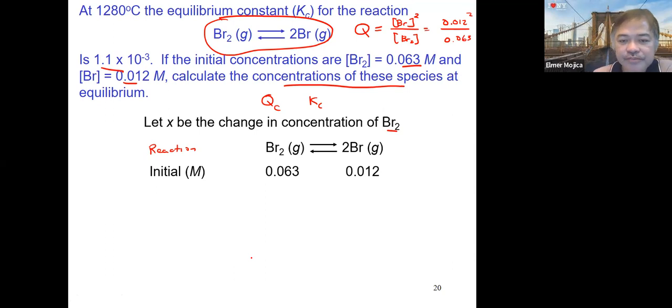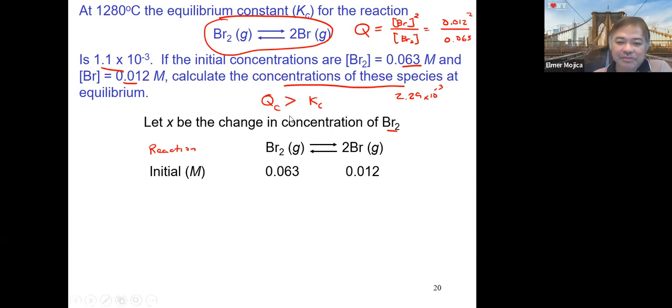Q is equal to 2.29 times 10 to the negative 3. So what is the relationship between the two, QC and KC? Anong relationship ng dalawa? QC less than KC, QC greater than KC, QC equals KC. So QC is greater than KC.